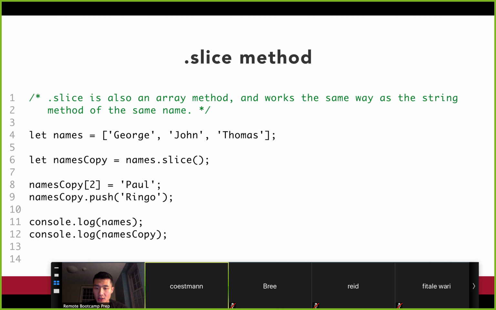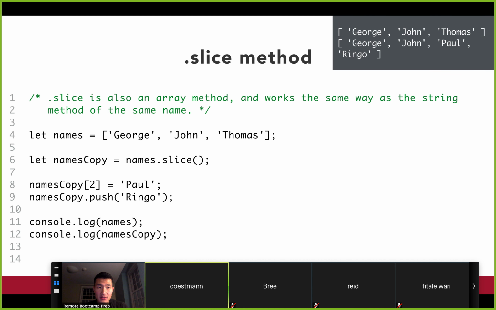On line 8, notice how we're changing the third element, i.e. the element at index 2 for the names copy array, to Paul. We then push Ringo onto the end of the copied array. And then when I look at the names as well as the names copy, I see that the original names array is, as you can imagine, completely unchanged. But now my names copy array was modified. We replaced one value and added another value.